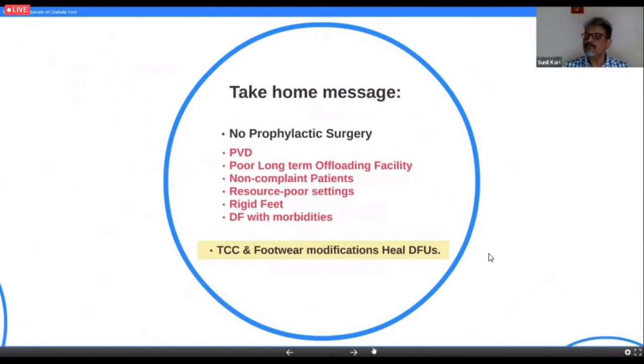Take home message. Don't plan prophylactic surgery if there is PVD. If you don't have a long-term offloading device, if the patient is non-compliant, if you are in a resource poor setting and you are working on a rigid foot where there is a rigid first MTPJ and rigid ankle, DF with multiple comorbidities, please avoid prophylactic surgeries. TCC and footwear modifications can heal DFUs.